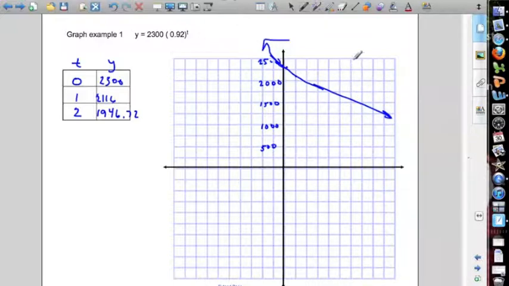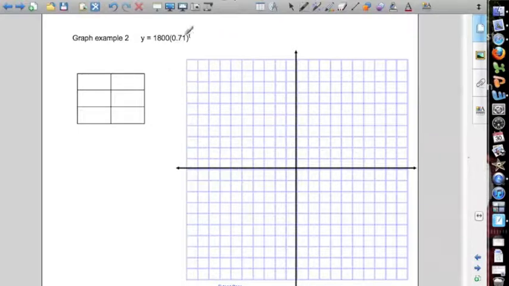Let's take a glance at the next problem here, because I think we'll get a little better look at what these graphs are going to look like here. The appreciation is a little bit steeper here, and so I think we're going to like this one a little better. Again, remember your t is just like your x there, and then you have your y. When I plug in 0, I get 1 there, and so I have 0, 1,800.